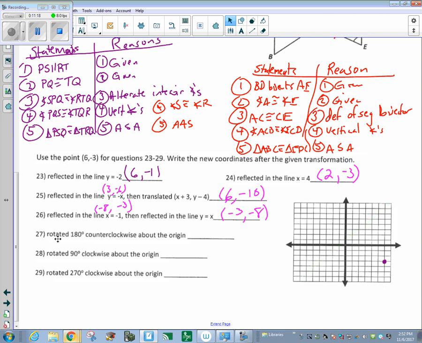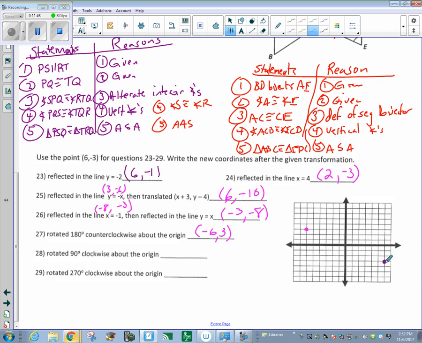So now we're going to rotate this guy 180 degrees about the origin, clockwise. Counterclockwise and clockwise, remember, it doesn't really matter. So when we're rotating something 180 degrees, I'm going to go back 6 and up 3, which puts the point right there. So that is the point that we're going to get, negative 6 and 3.